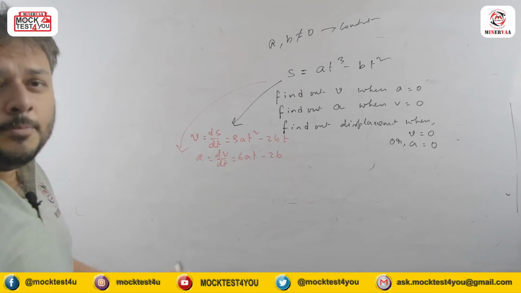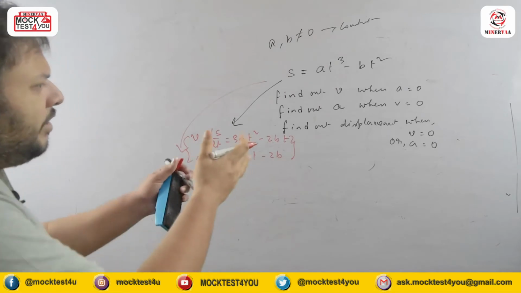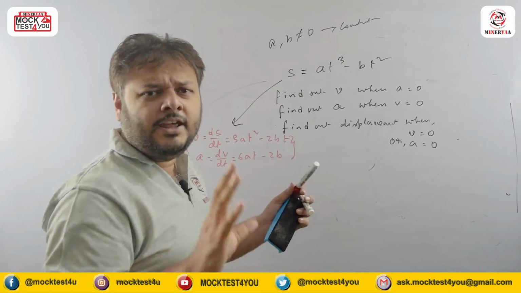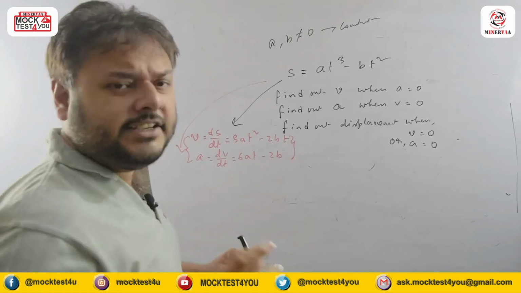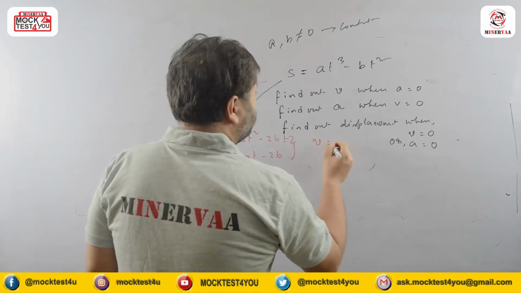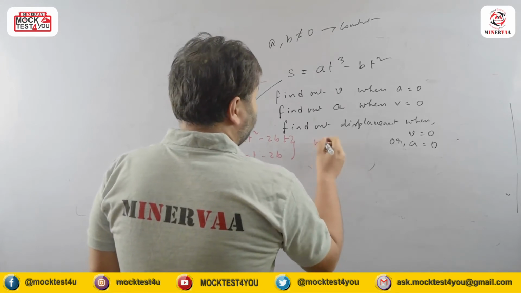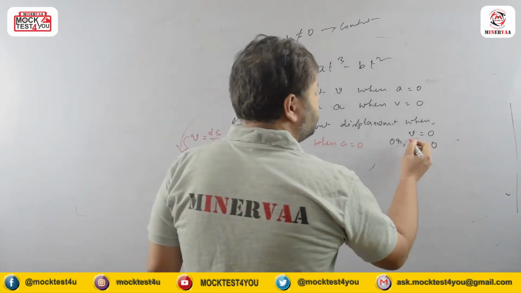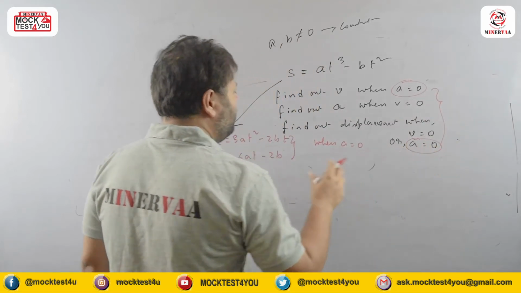These are the most important terms of this question, because you can see everything is related between velocity and acceleration. Velocity and acceleration are the deciding terms here. Look at the first question: we have to find the velocity when acceleration is 0. So when will acceleration be 0? Again this criteria is there, when acceleration is 0.